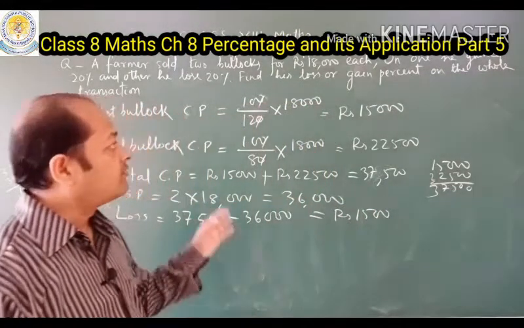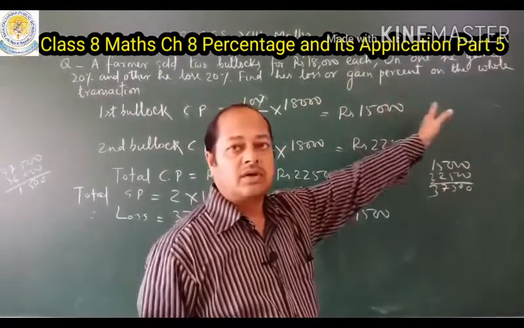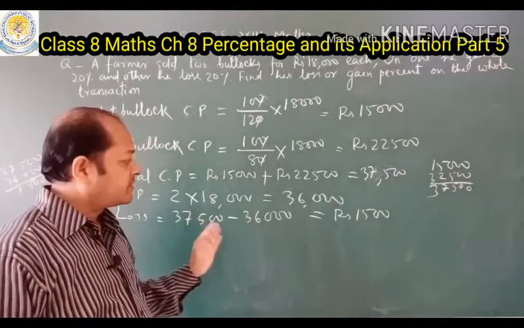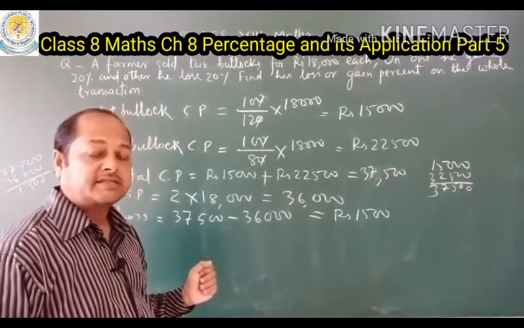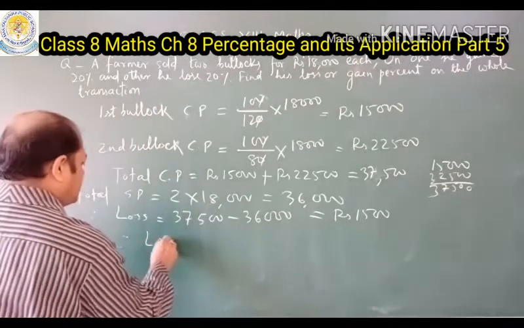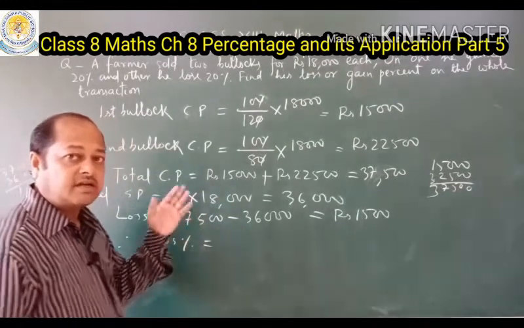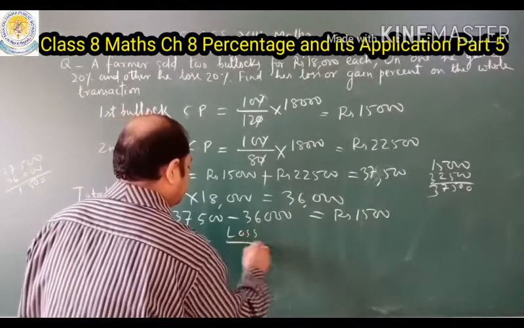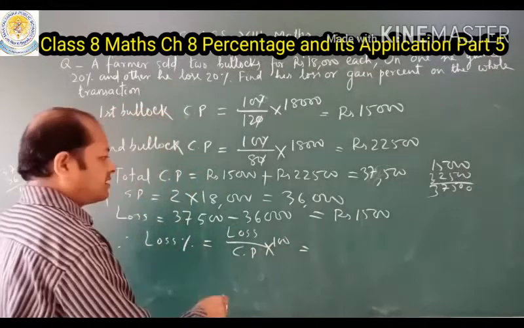Okay, now we have to find out what the question asks: loss or gain percent on the whole. So we have seen that this is a case of loss. We already got that the loss is 1500, and next we have to find out the loss percentage. So what is the formula of loss percentage? That is loss upon cost price into 100. What is the loss here? 1500.